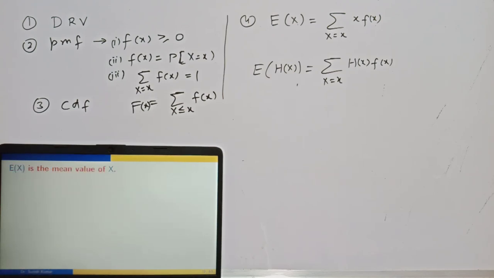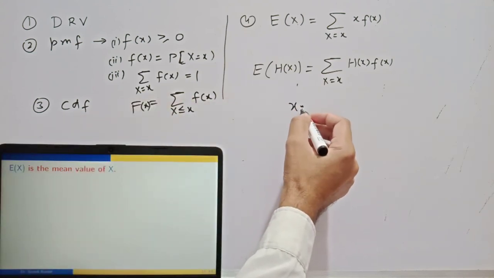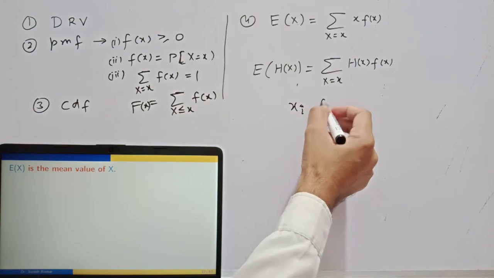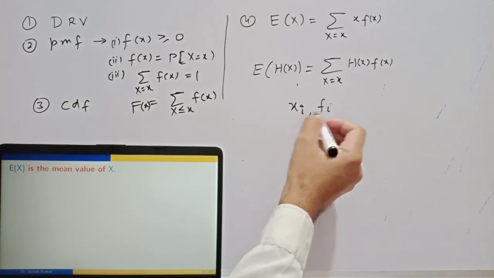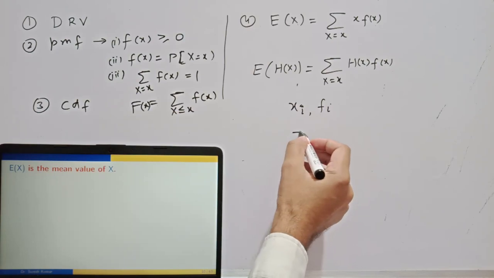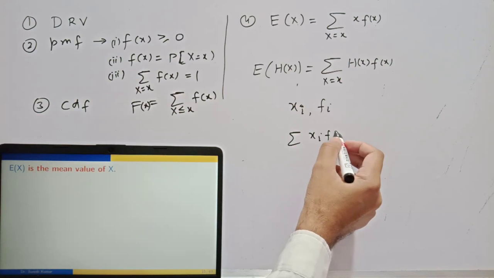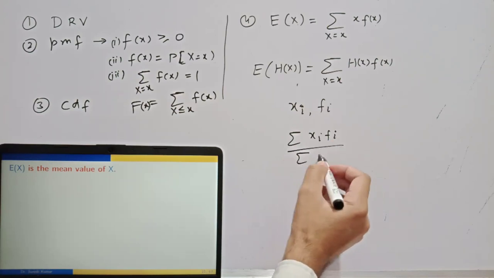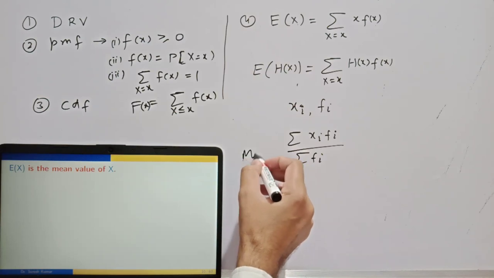In fact, expectation of x is the mean value of x. Why? You can verify it easily. Suppose xi are values of x and fi are the corresponding frequencies. So how do you calculate the mean? Multiply these values with the frequency and divide by the total frequency. Am I right? This gives the mean value of x.